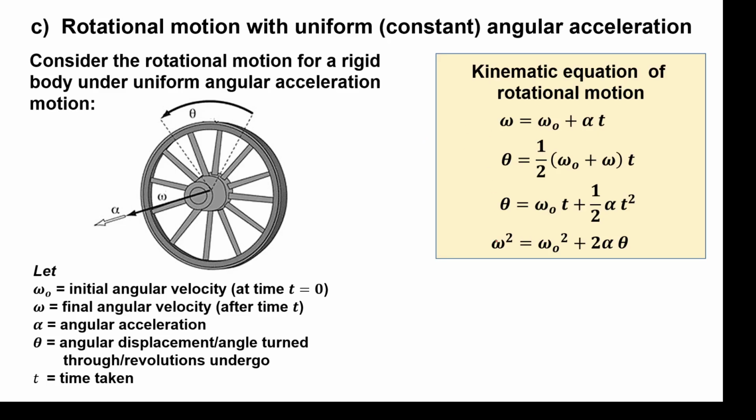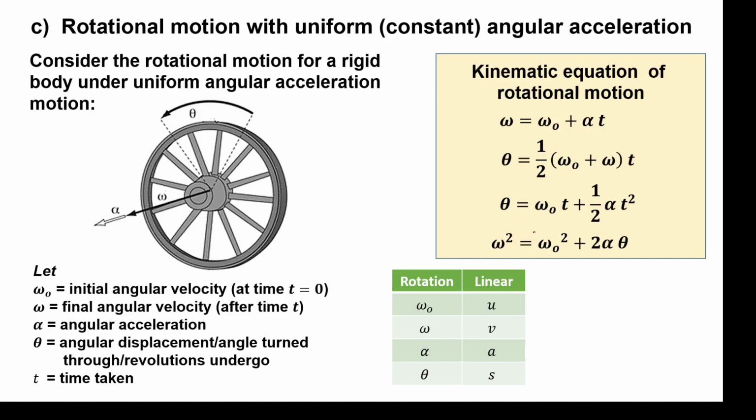I'm sure you can see almost a similarity to our chapter 2. If you don't see the similarity, these are the similarities: initial angular velocity is the same as u, final omega is the same as v, alpha is a, and angular displacement is s.